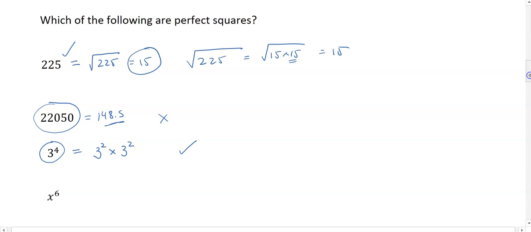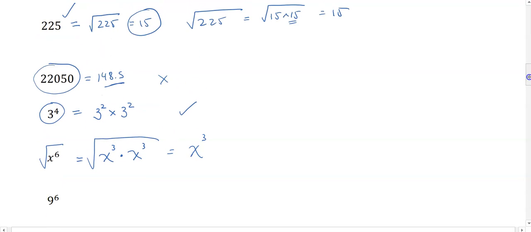I could do it with a variable rather than a number. Can x to the power of 6 be broken into 2 identical factors? Yes, it can. We know our exponent laws. We know that x to the power of 3 times x to the power of 3 is x to the power of 6. 3 x's multiplied by 3 x's is equal to 6 x's. So therefore, the square root of x to the power of 6 would be just one of those, or x to the power of 3.